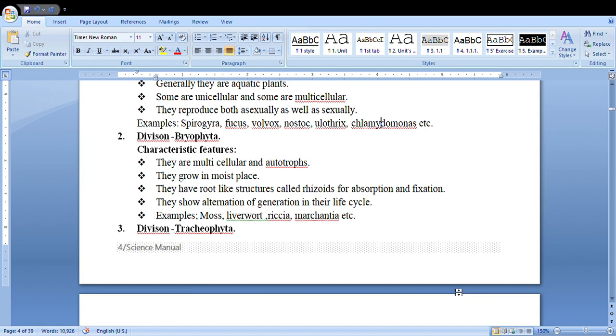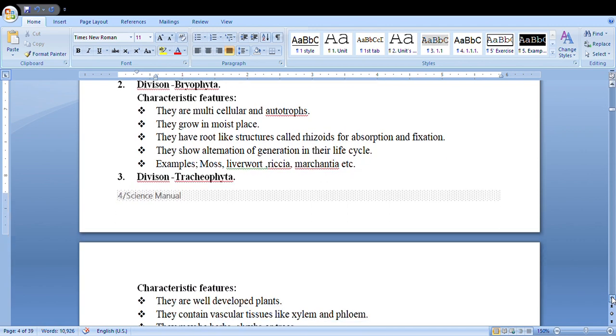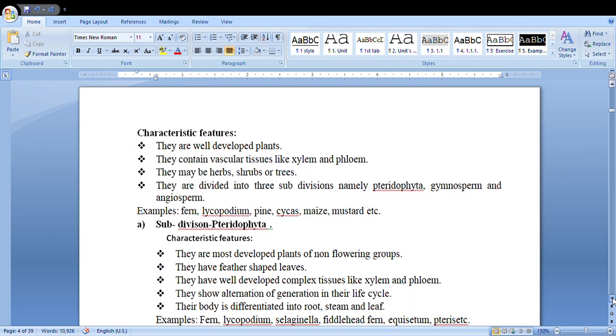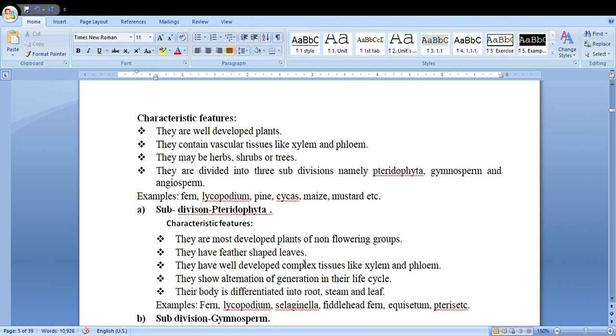Next division is Tracheophyta. General characteristics. They are well-developed plants. They contain vascular tissue like xylem and phloem. They may be herb, shrub, or tree. They are divided into three subdivisions, namely Pteridophyta, Gymnosperm, and Angiosperm. Example: fern, Lycopodium, pine, cycas, maize, mustard, etc.